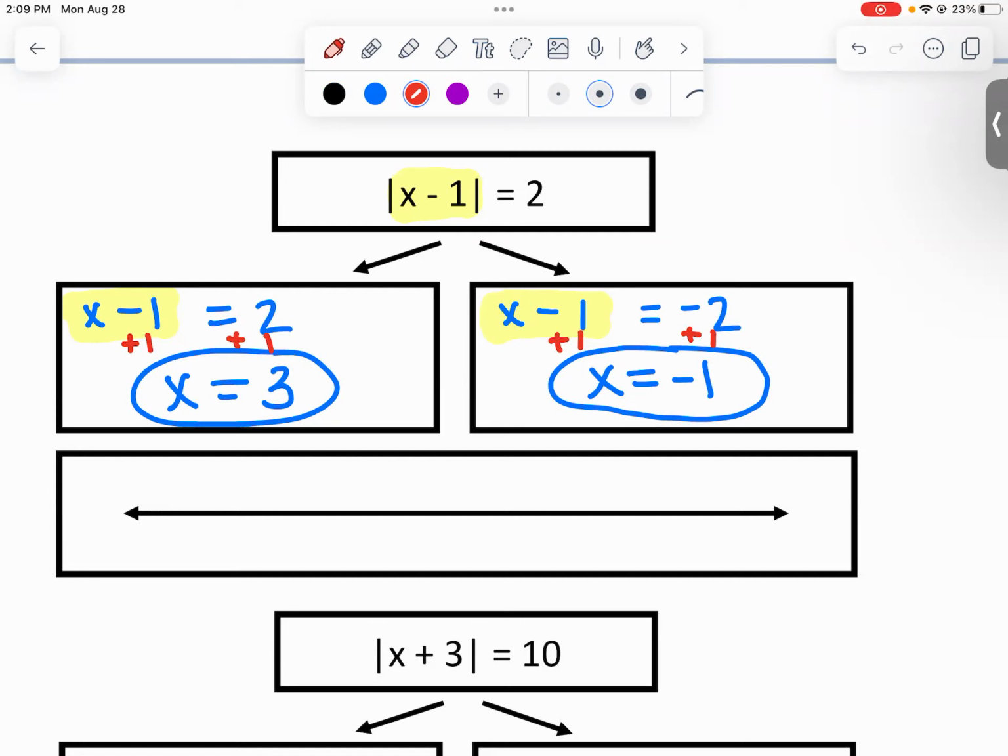Okay, so now let's go back up here and let's check. Is the absolute value of 3 minus 1 equal to 2? Because this is 2 right here, the absolute value of 2. What about the absolute value of -1 minus 1, is that equal to 2? Yes, because this would be -2, and the absolute value of -2 is 2.